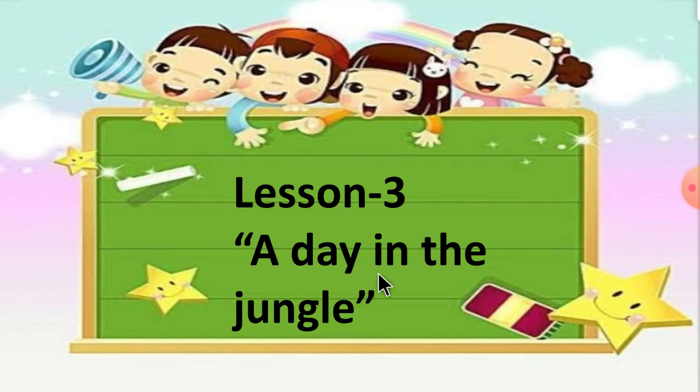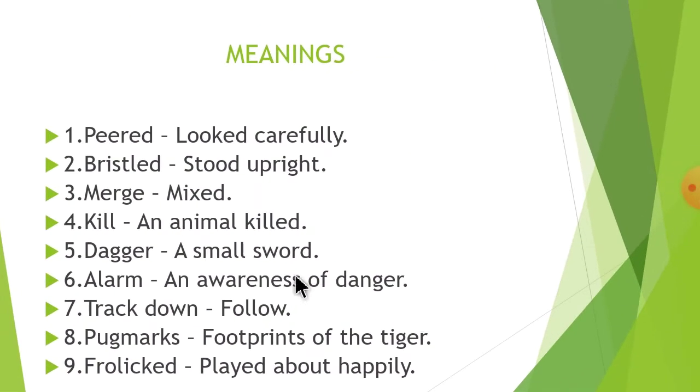Then next is meanings of lesson 3, a day in the jungle. So let's see. Peered, looked carefully. Bristled, stood upright. Merge, mixed. Kill, an animal killed. Dagger, a small sword. Alarm, an awareness of danger.